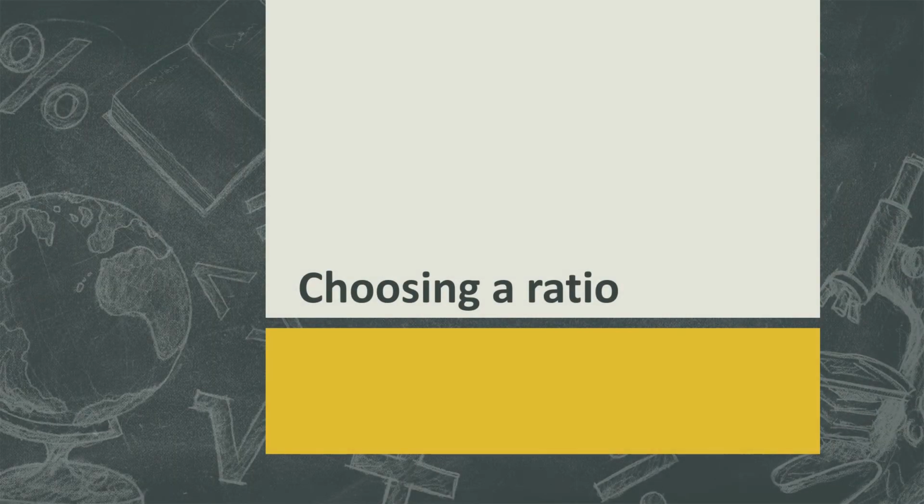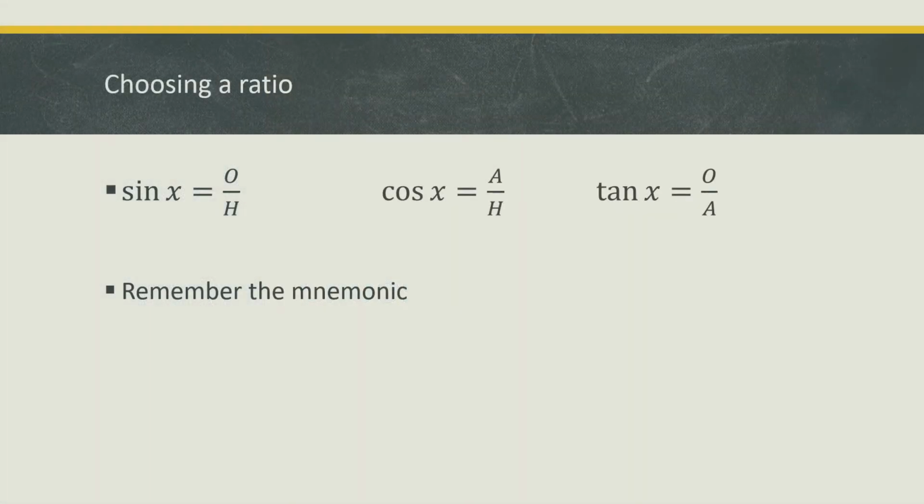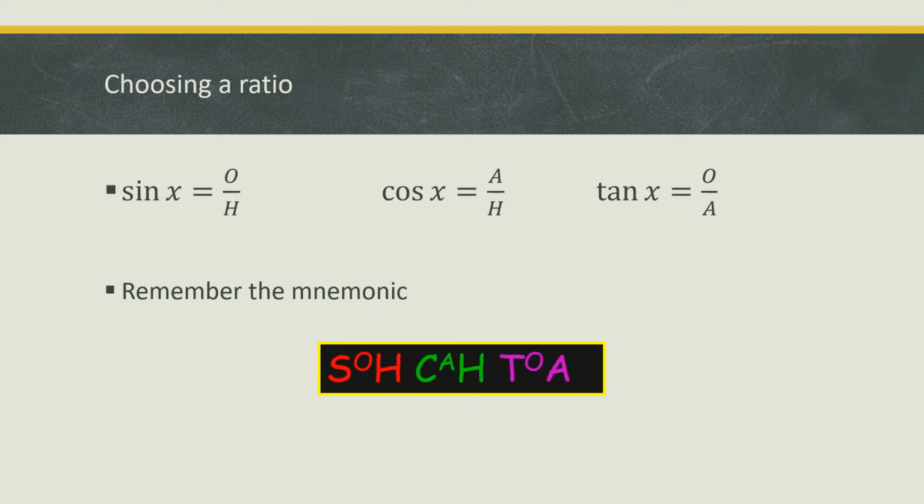So how do we go about choosing a ratio? Sine x equals opposite over hypotenuse, cos x equals adjacent over hypotenuse, and tan x equals opposite over adjacent. We need to remember the mnemonic SOHCAHTOA, and that will help us remember. The S, C, and T are which angle ratio we're looking at, and the opposite, hypotenuse, and adjacent sides are represented by the O's, A's, and H's.